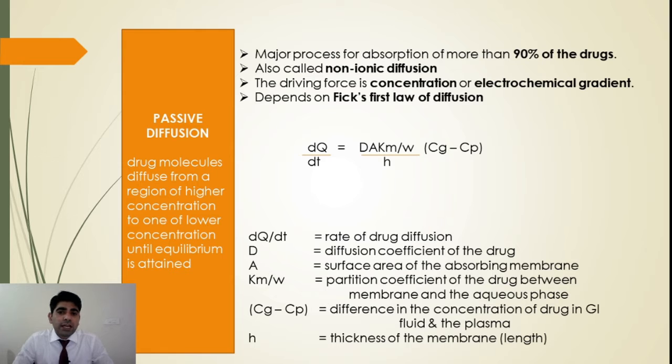So what the D stands for, let's see. D stands for diffusion coefficient of the drug, A stands for surface area of the absorbing membrane, and K stands for partition coefficient of drug between membrane and the aqueous phase. Cg minus Cp is the concentration gradient, or in other words, the difference in the concentration from the site of administration to the plasma. H stands for thickness of the membrane, where it is going to be absorbed, that is the thickness of your GIT, here it relates to.